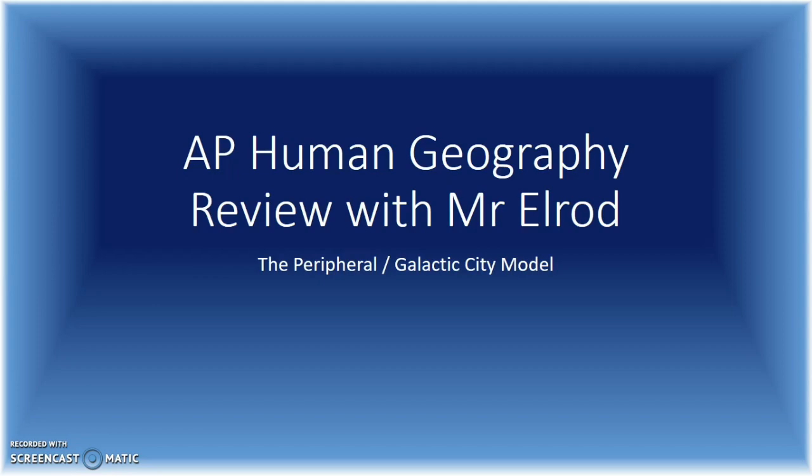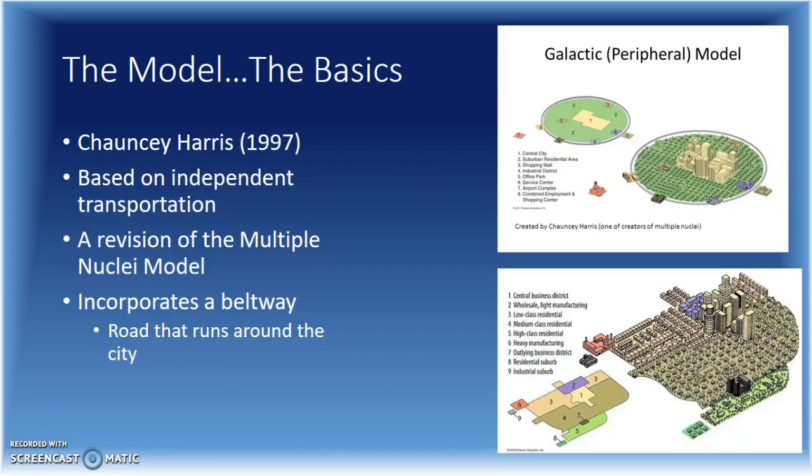Today we're going to be looking at the peripheral or the galactic city model as a pattern for urban organization. The reason I gave you two names is that this particular model is known by two names: the galactic city model or the peripheral model. In a lot of cases I prefer one name over the other, and I prefer the peripheral model here, mostly because of the indication of this beltway around the periphery. We'll talk more about the beltway as we go, but let's first go over some of the basics of the model.